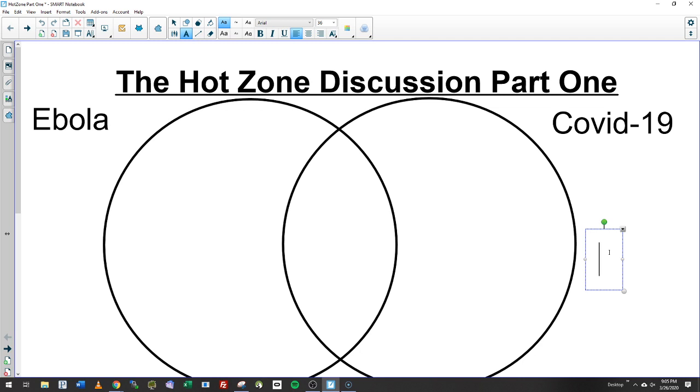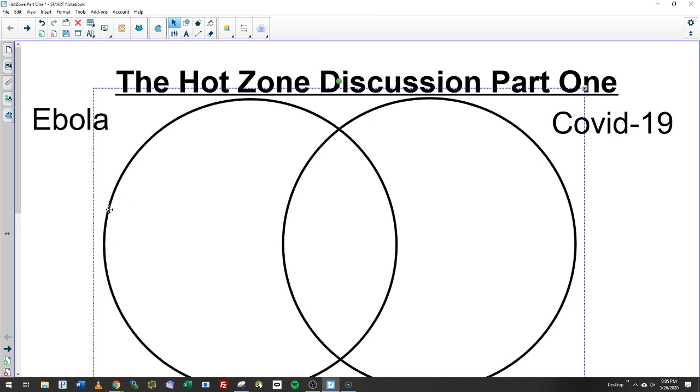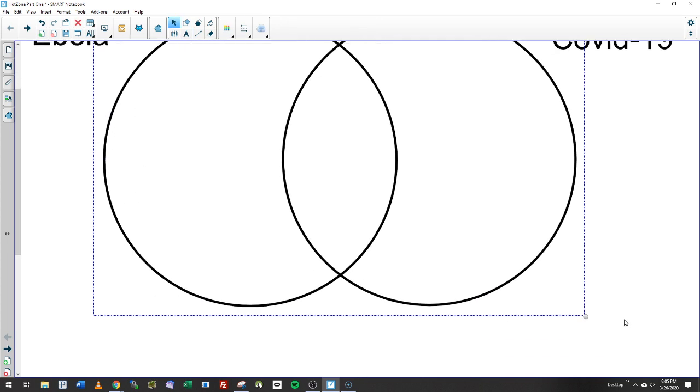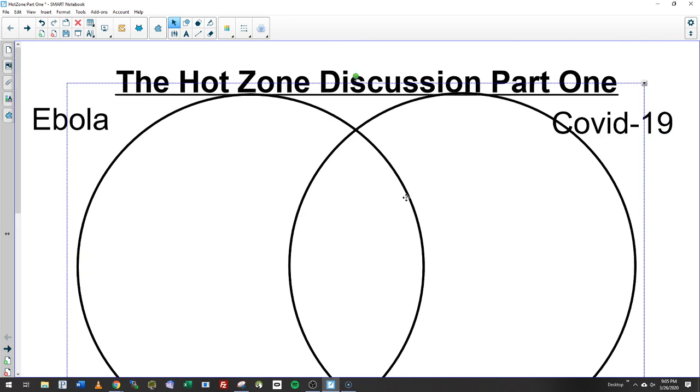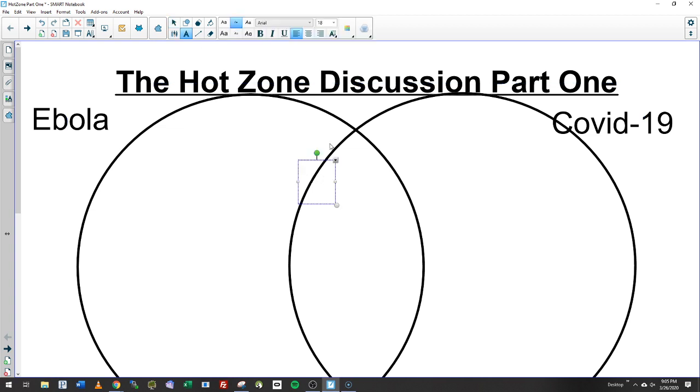So, let's start off with some similarities. What are some similarities between Ebola and COVID? Start throwing down with me on the sidebar. I'm watching while you're typing, and I'm going to start throwing things in here that you are saying that I think need to get into this little area. I probably should type really, really small. I'm going to make this a little bit bigger. Start throwing things down on the sidebar for me. Okay, similarities. Give me some similarities here.